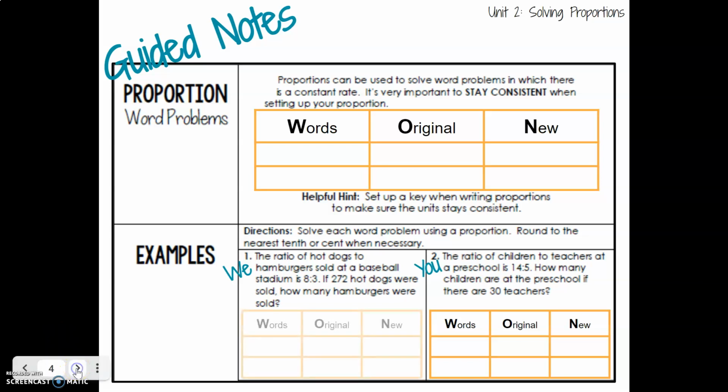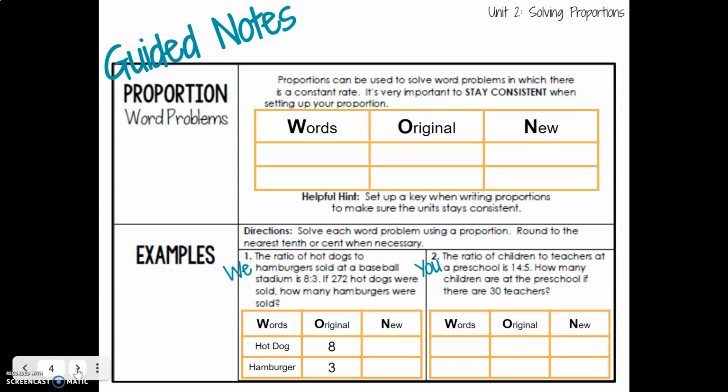The best way to do this is to make a WON chart. We're going to look at our words, the original amount in our word problem, and then we're going to find that new amount. So I'm looking at hot dogs and hamburgers, and I'm going to write them down. Everything that deals with the hot dogs, I'm going to put on that row. It's hot dogs to hamburgers, which means hot dogs are first. My 8 goes with the hot dogs. The 3 then goes with the hamburgers.